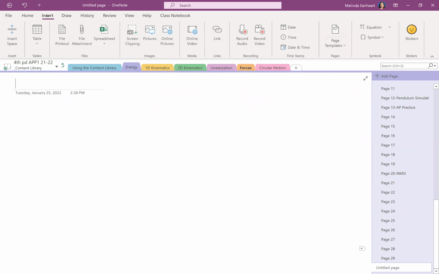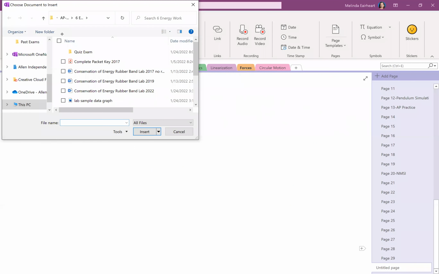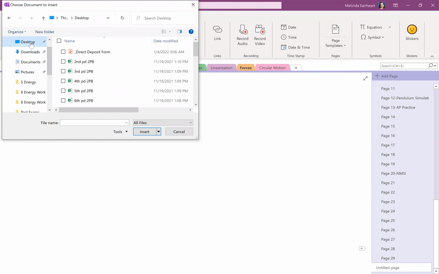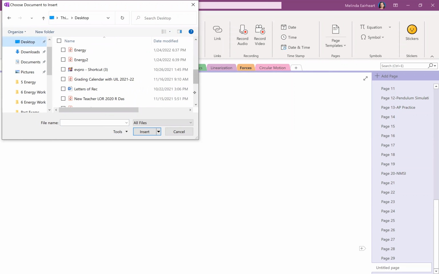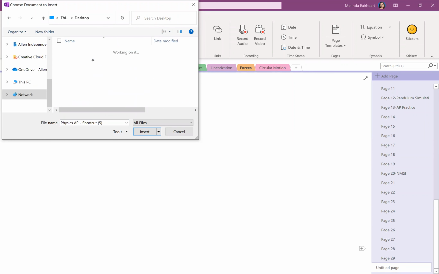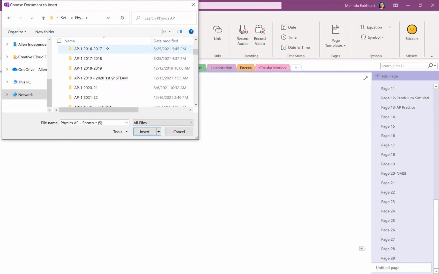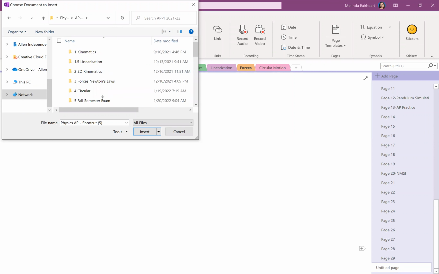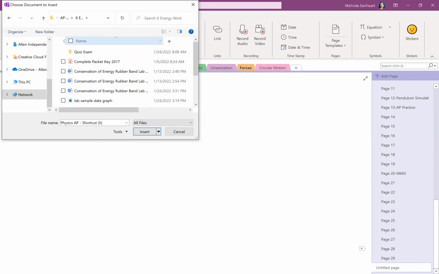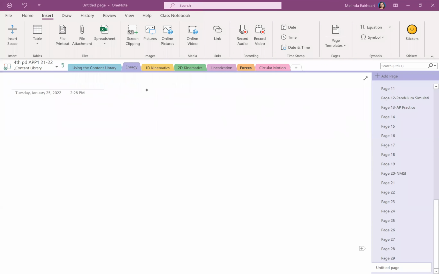And let me insert the lab real quick. Come on. Lab. So I'm putting it in OneNote just so I can write on it as we talk.